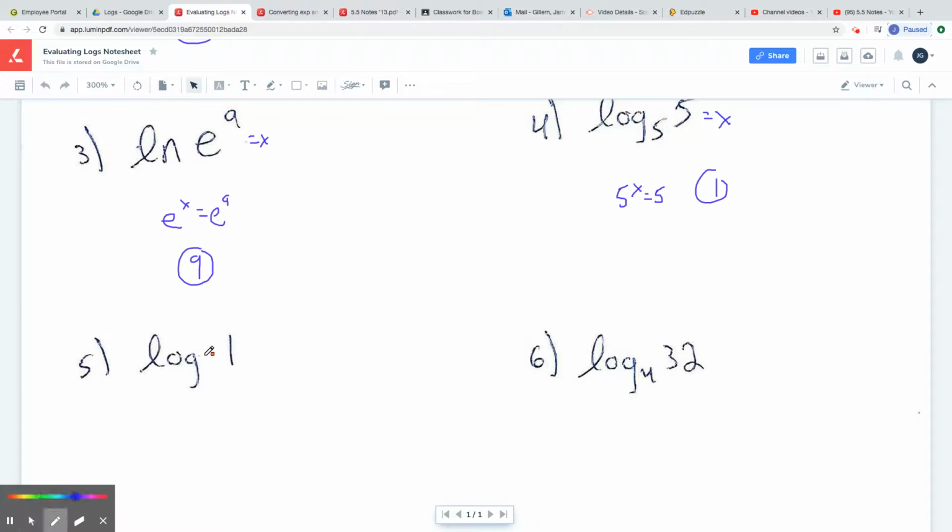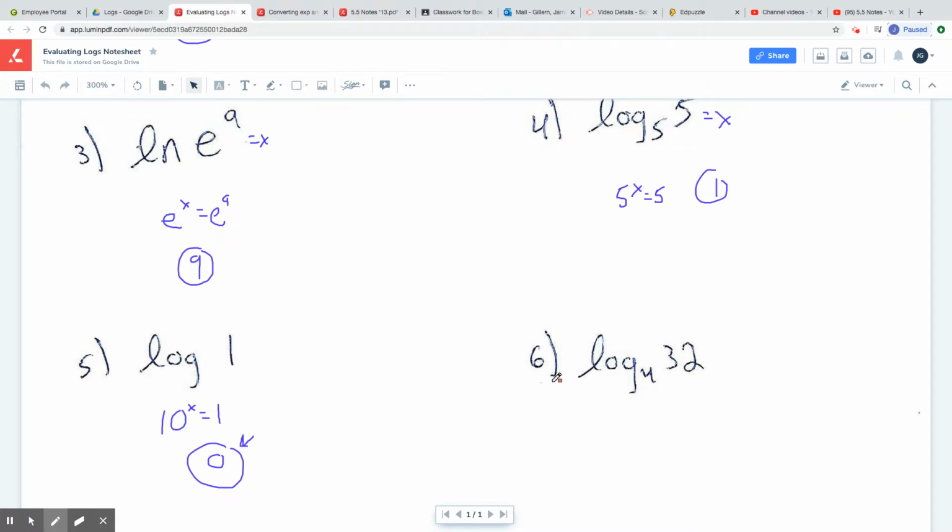All right, no base, what does that mean? That means 10, right? 10 to what power equals 1? Well, any number to what power gives you 1? The answer is 0. So it doesn't matter what the base was. If you have log of some base of 1, the answer is always 0. If I had 5 to the x equals 1, what's the answer? 0. It doesn't make a difference. The answer would always be 0.